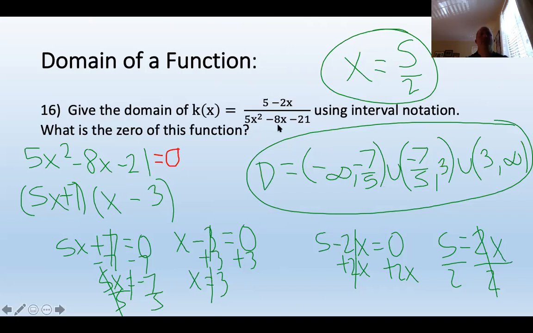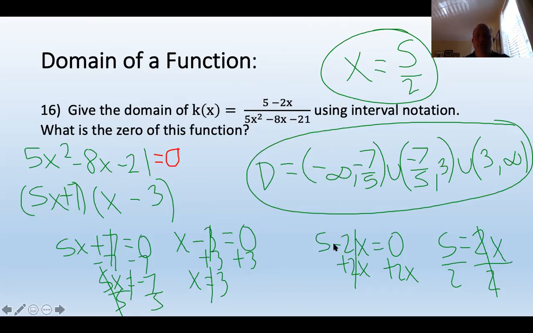To find the 0, though, we want to set the numerator equal to 0, because the 0 is basically whatever x value makes the y coordinate equal to 0. So if I put a 0 for k of x, then whatever x value would make this entire fraction be 0 would be the 0 of the function. The only x value that would accomplish that is whatever would make the numerator 0. The denominator can never be 0 or the function's undefined. So we just need to set 5 minus 2x for our numerator equal to 0 and solve for x.